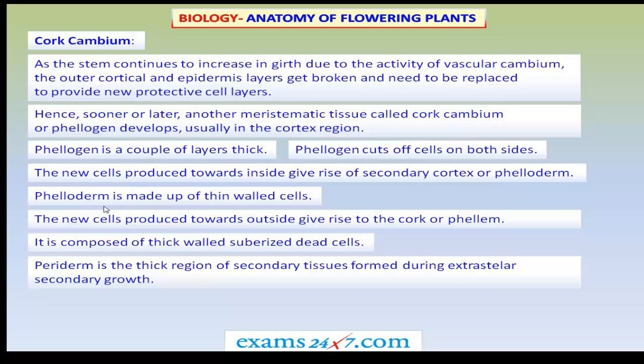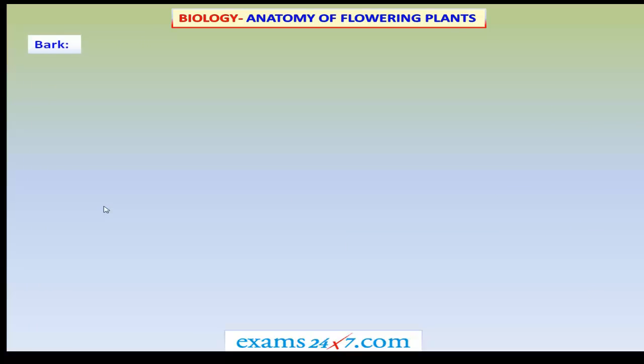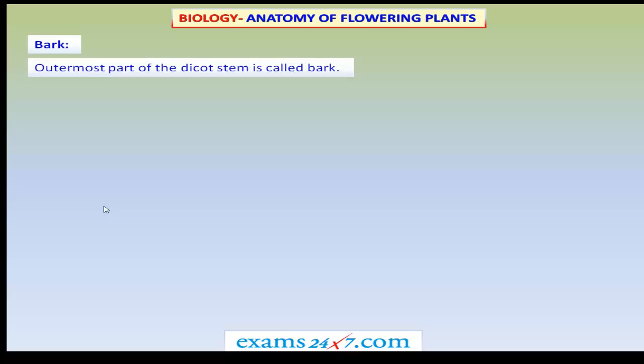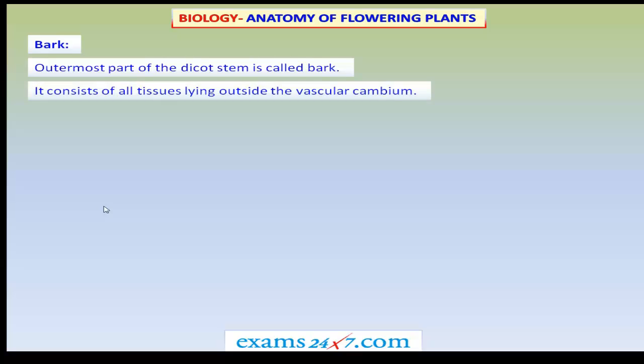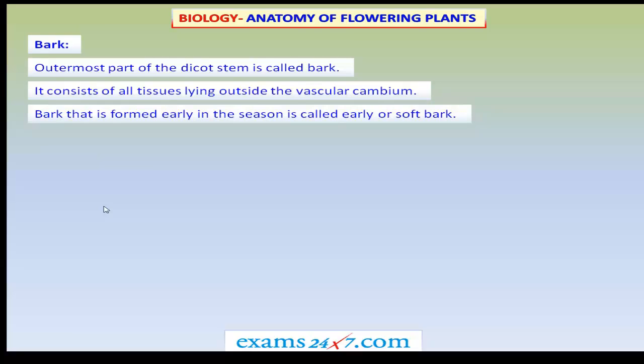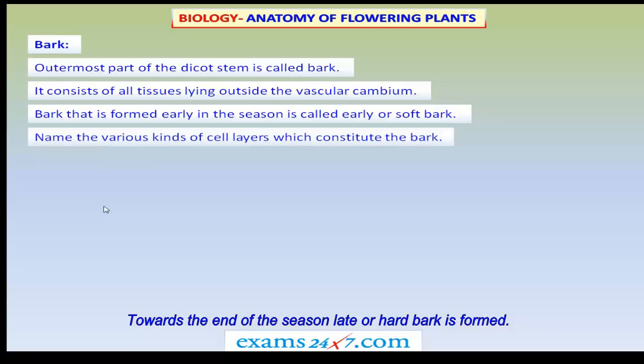The periderm thus consists of, from the outer periphery, the phellum or cork, middle phellogen, and the innermost phelloderm or secondary cortex. In some of the dicot stems, we do find at the extreme periphery of the plant stem a band of dry, hard portion. This constitutes what is called the bark. The bark consists of all tissues lying outside the vascular cambium. The bark that is formed early in the season is called early or soft bark. Towards the end of the season, late or hard bark is formed.